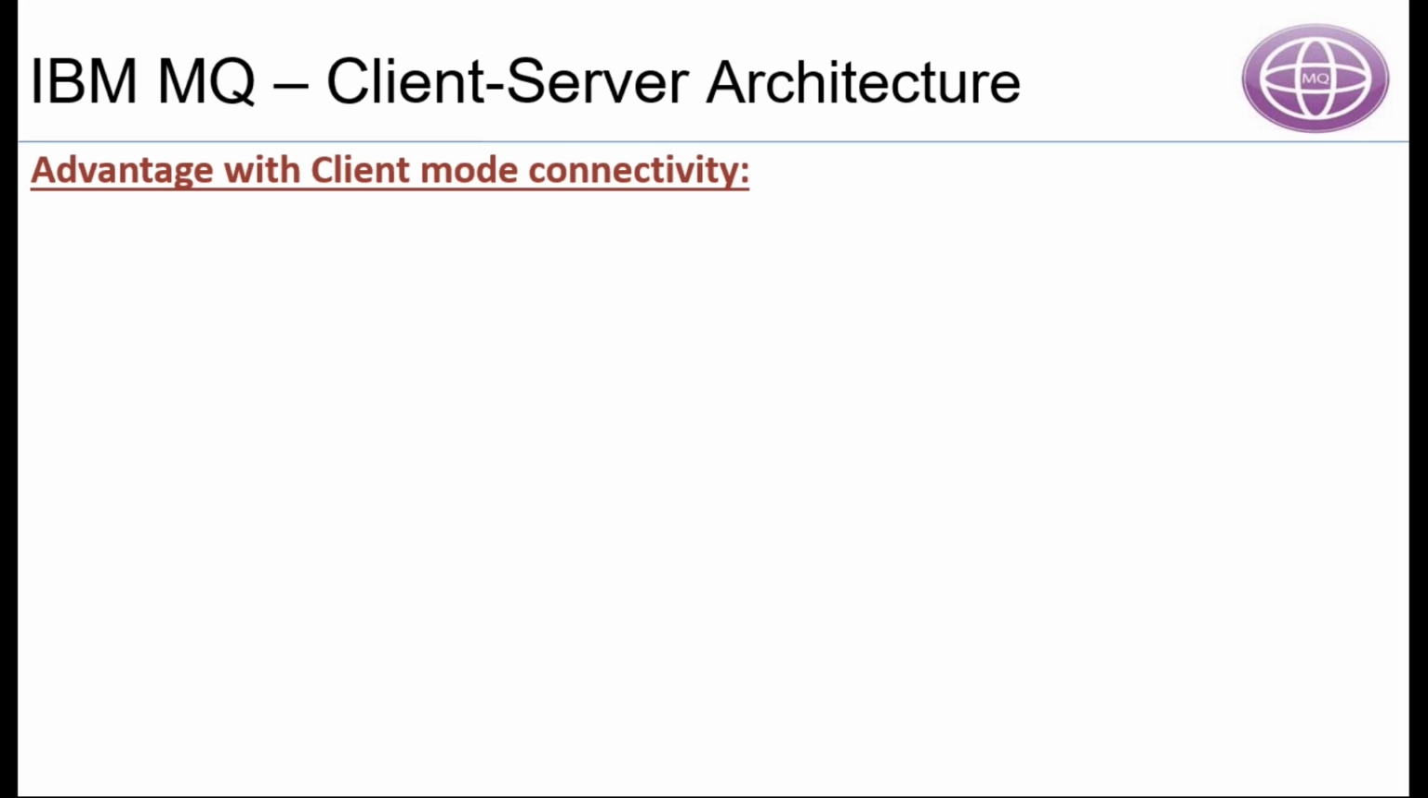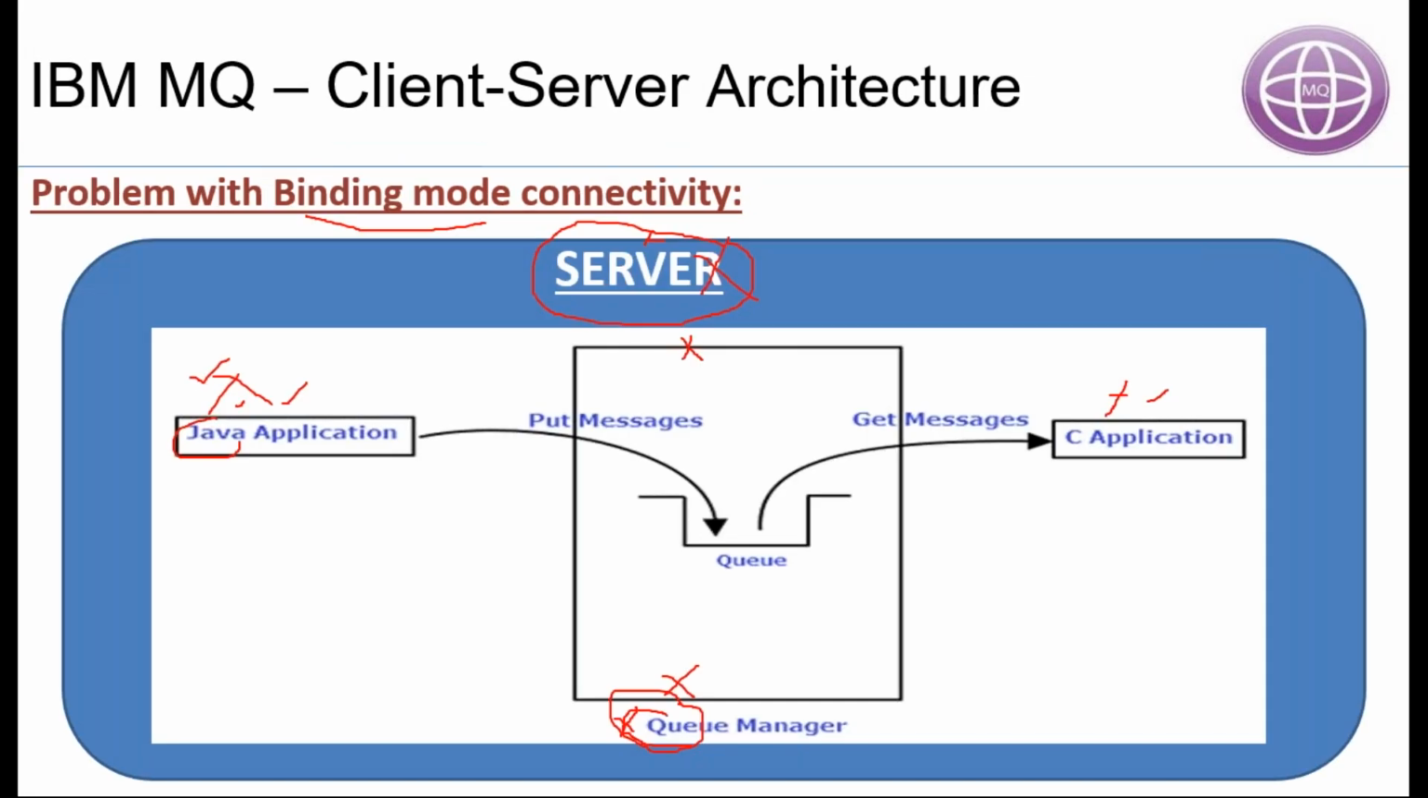Sir, a question. If the Java program is there and the queue manager is there, but the C application is not there, then which connectivity is it? It's also binding mode connectivity, no? See, the application is there and the MQ server is there. This application connects to the queue manager running on the same server, so it's binding mode connectivity. If you don't have the receiving application, it's a different issue.